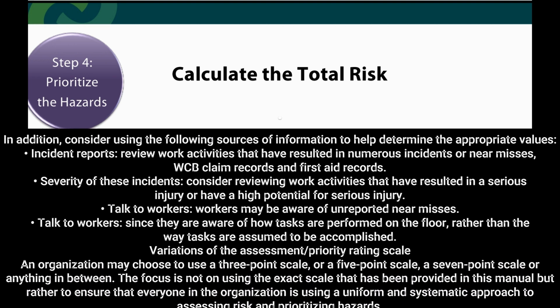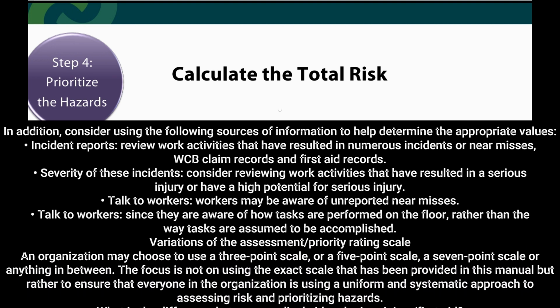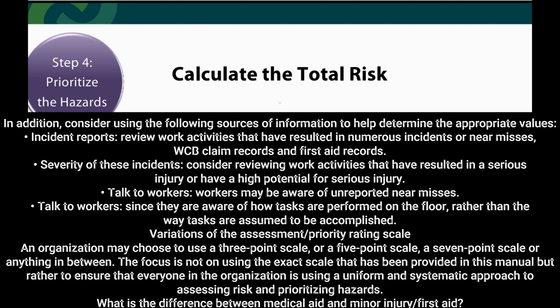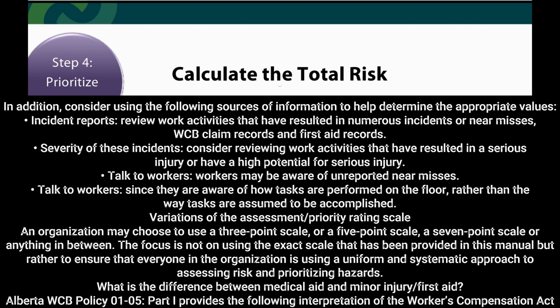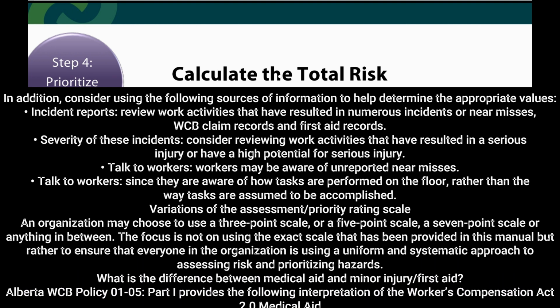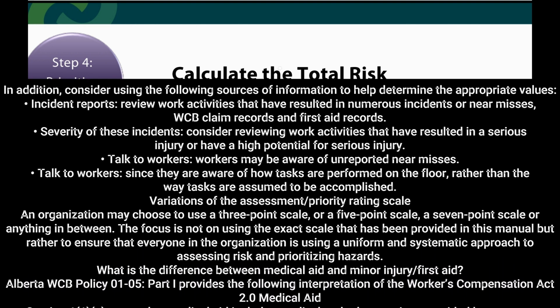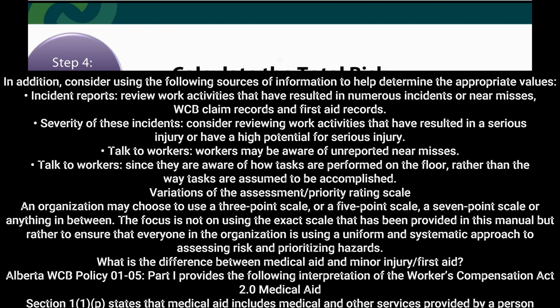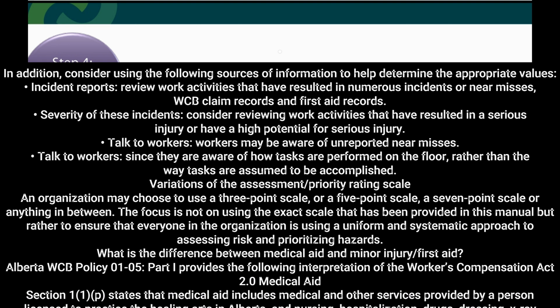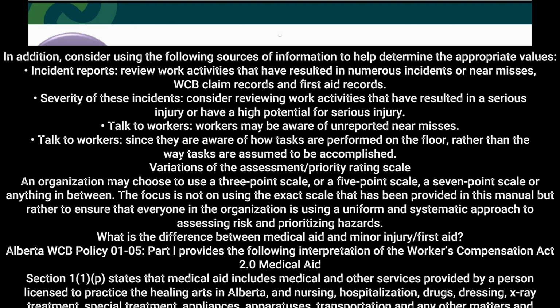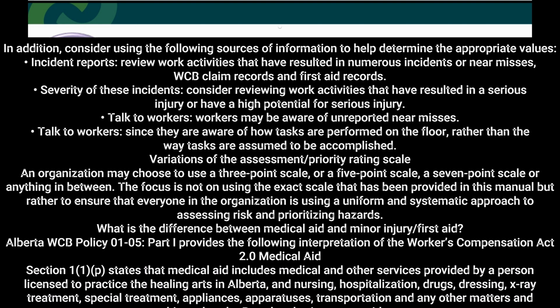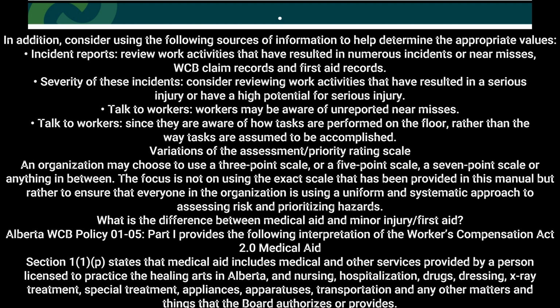Variations of the assessment/priority rating scale. An organization may choose to use a 3-point scale, or a 5-point scale, a 7-point scale, or anything in between. The focus is not on using the exact scale that has been provided in this manual but rather to ensure that everyone in the organization is using a uniform and systematic approach to assessing risk and prioritizing hazards.